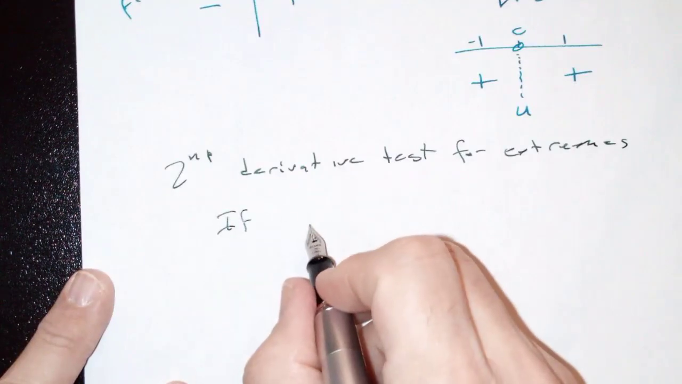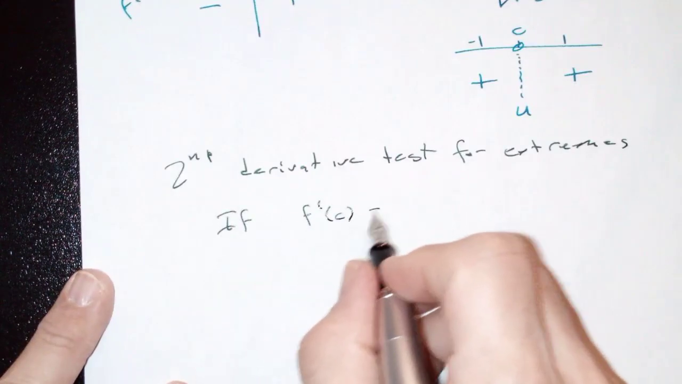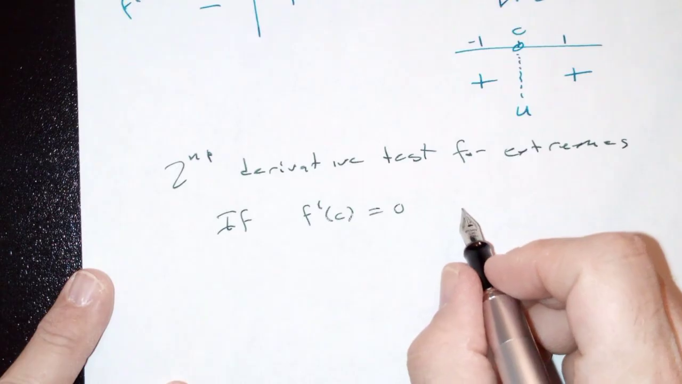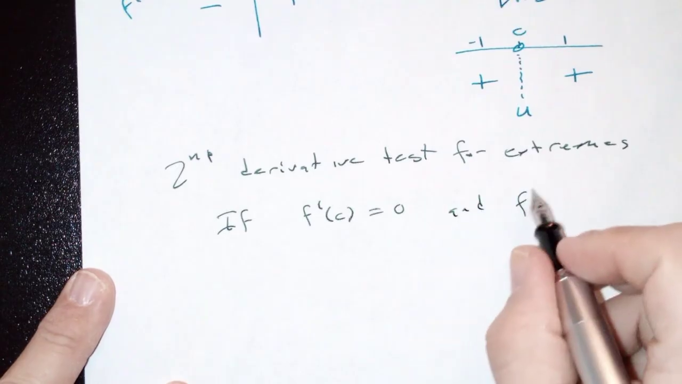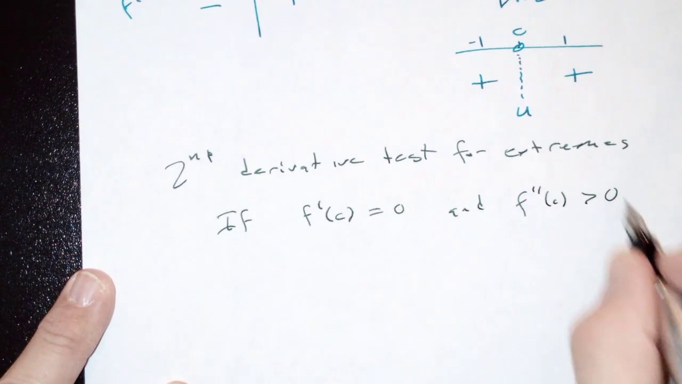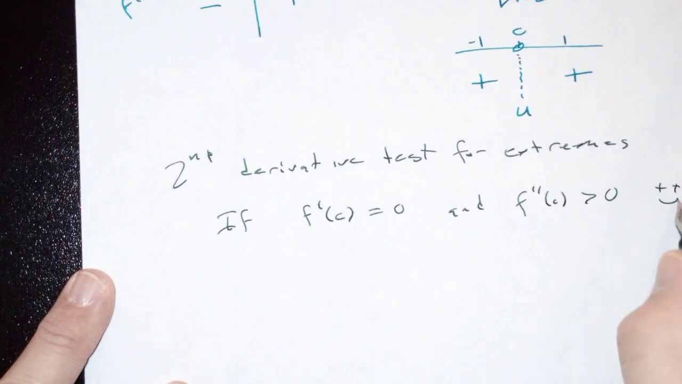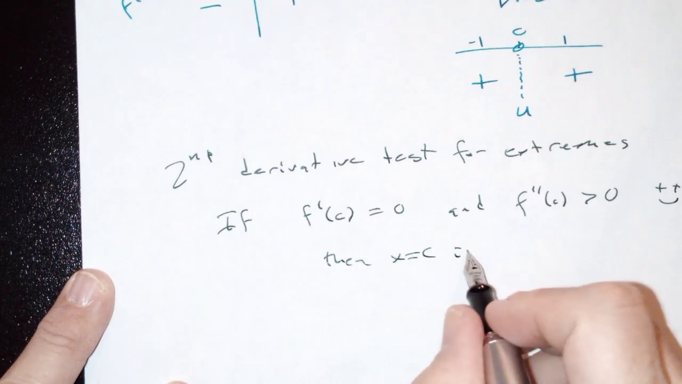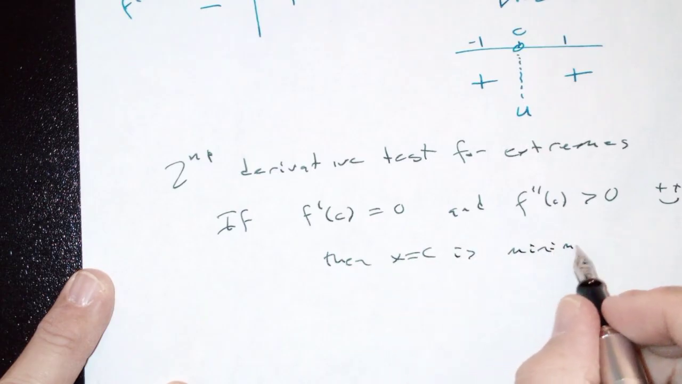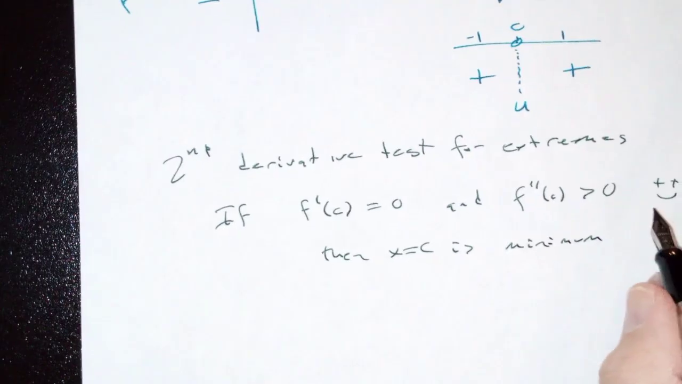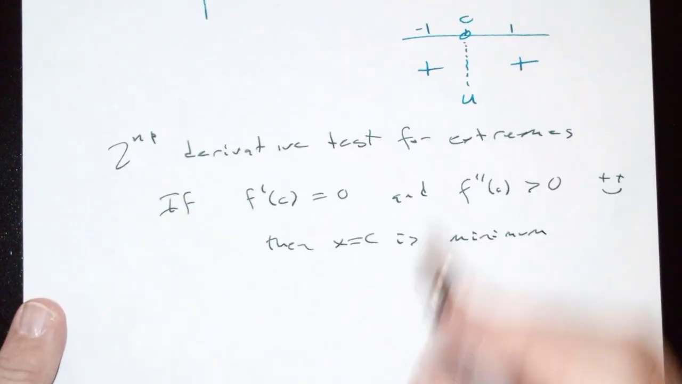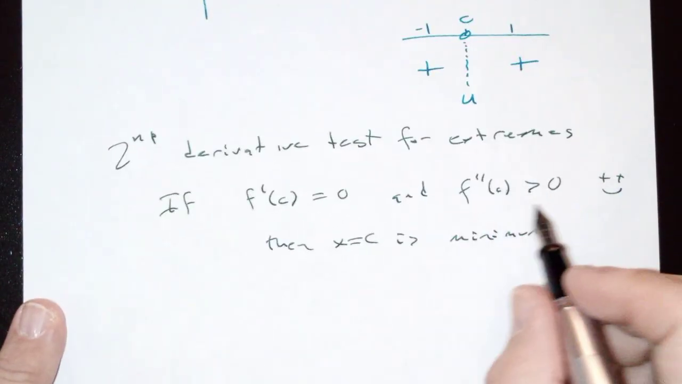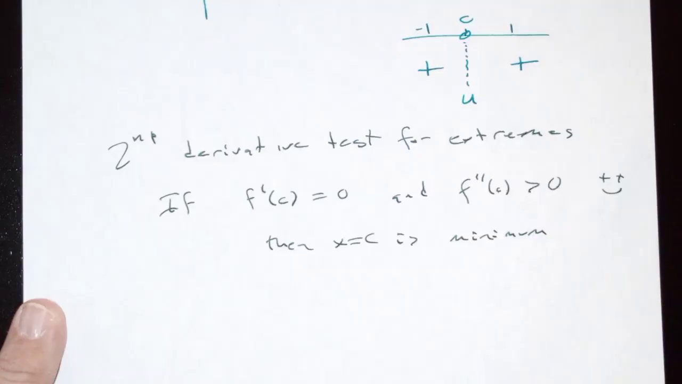If f prime of c equals 0 and f double prime of c is positive, then x equals c is a minimum. There's my picture right there. If I replace this with negative, then I get a maximum.